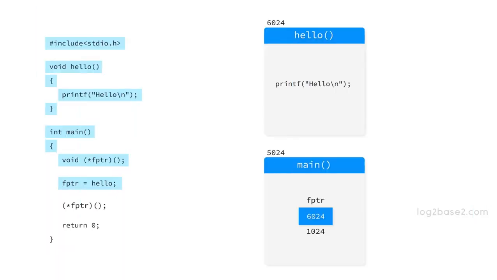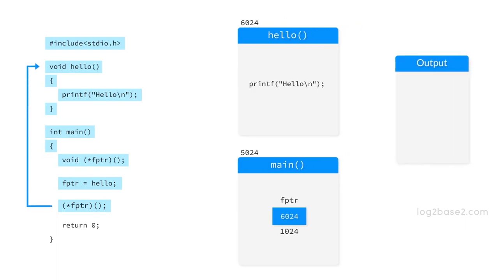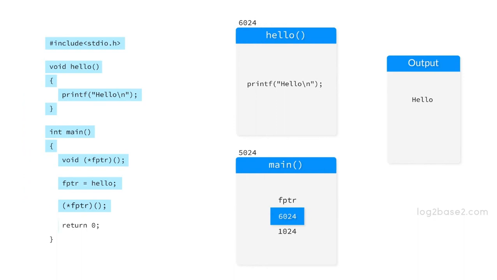Now, how to dereference a function pointer? We can use the valueAt operator to call the function like star fptr, and after that we need to pass the parameters within parentheses. Here, the function hello doesn't take any parameter, so we have placed empty parentheses. It will call the hello function and the output hello will be printed on the screen.